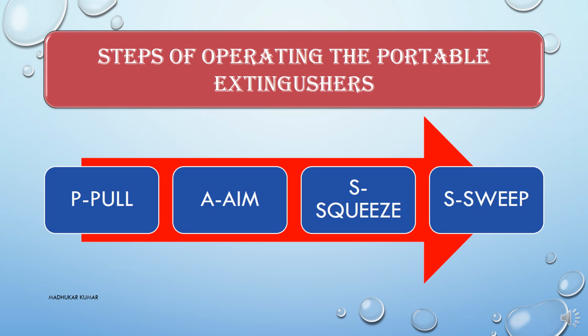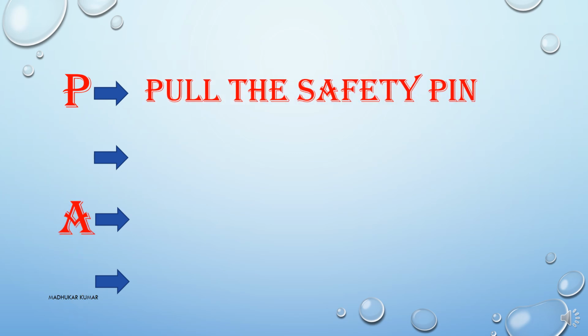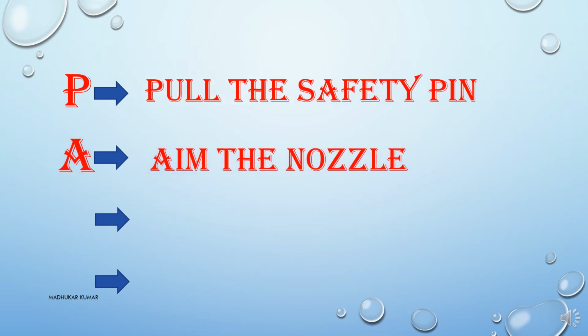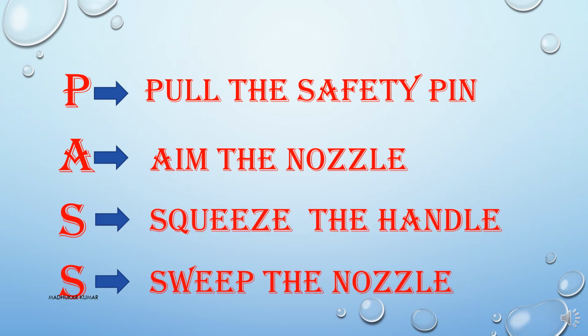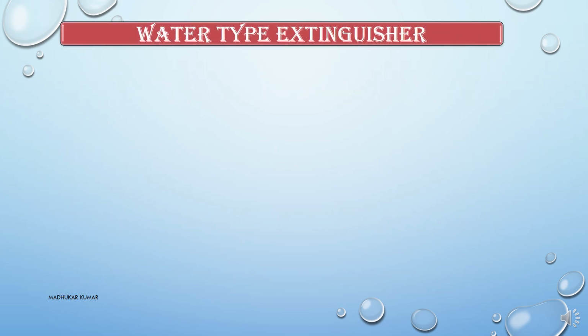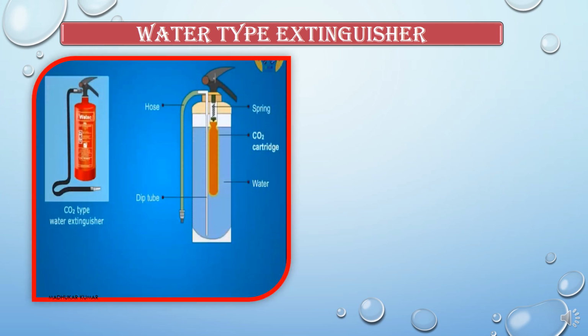Okay, here is the description of it. P means pull the safety pin, A means aim the nozzle, S means squeeze the handle, and again S means sweep the nozzle. So this is the complete procedure step by step to operate the portable extinguisher. Here you can see the constructional detail of it.